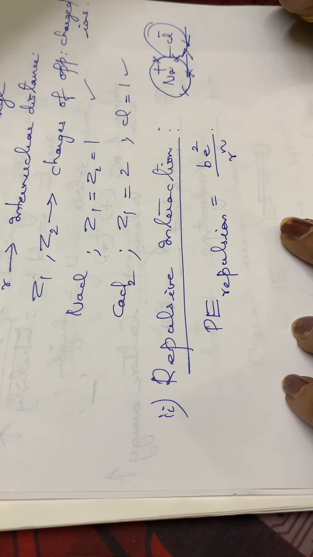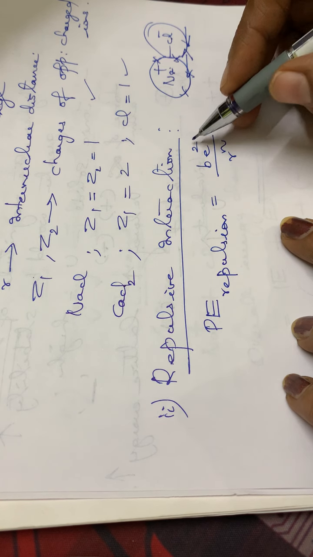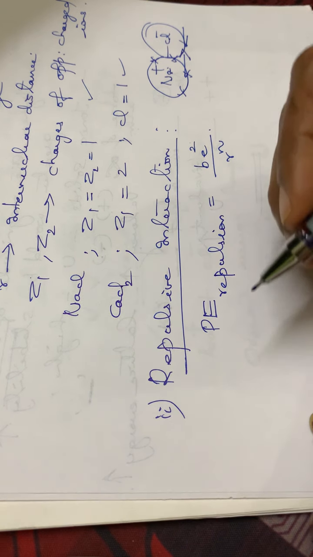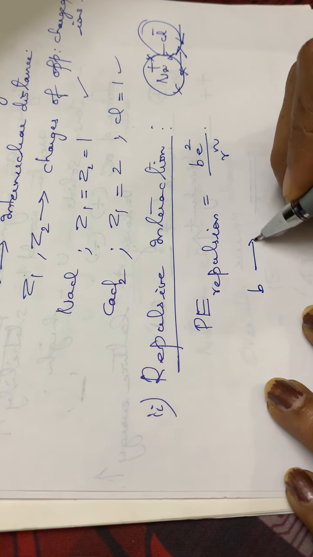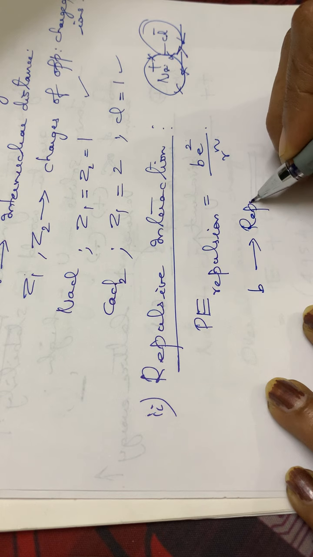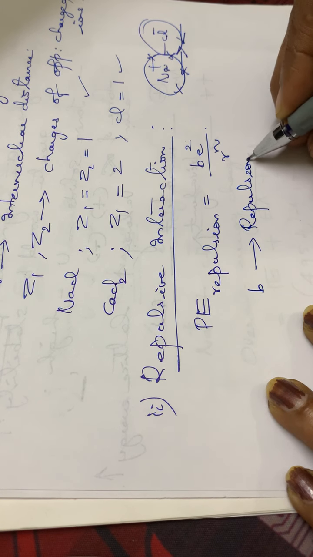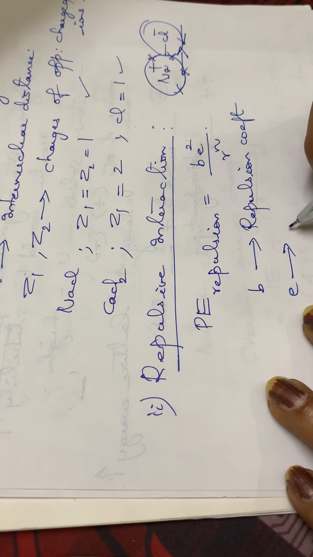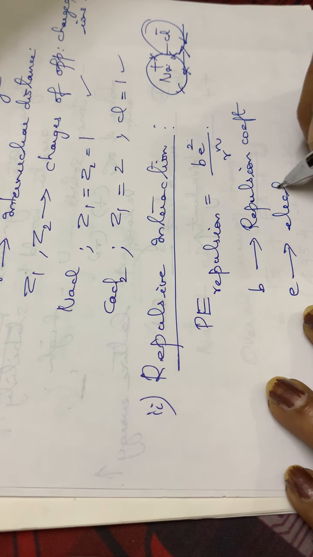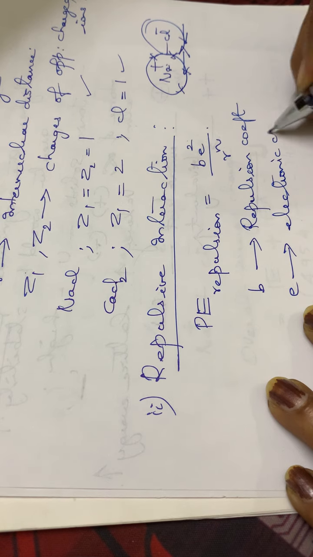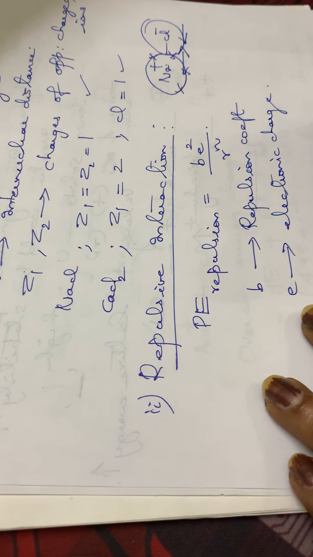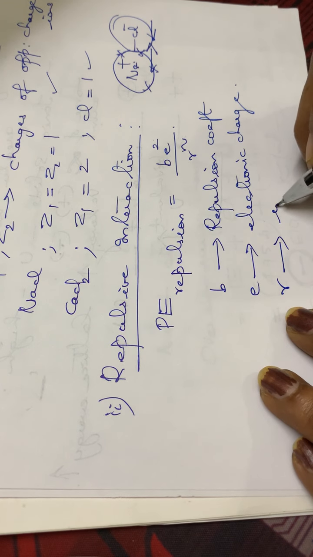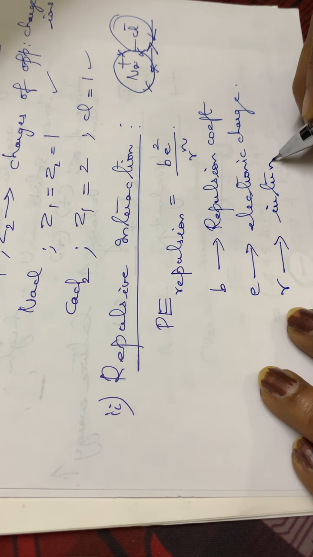That is the formula. Potential energy due to repulsion is equal to B E square divided by R raised to N. Where in this term, B is called the repulsion coefficient. Then what is E? E is the electronic charge. R, what is R? R is the internuclear distance.